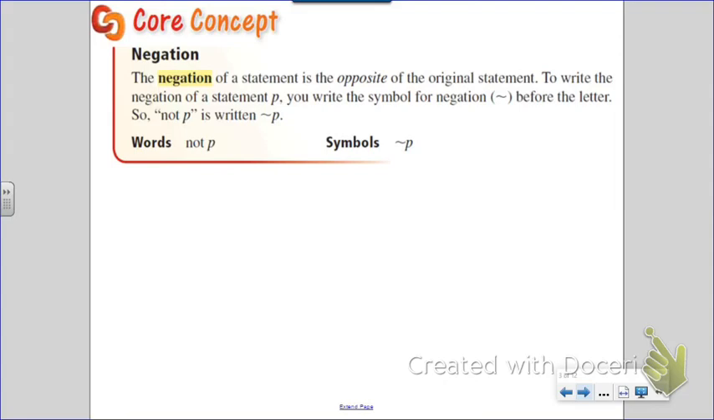The negation of a statement is the opposite of the original statement. In symbolic form, it looks like a little top piece of a square symbol for negation. It's written before the letter. So not P would be written with that symbol and then the P.